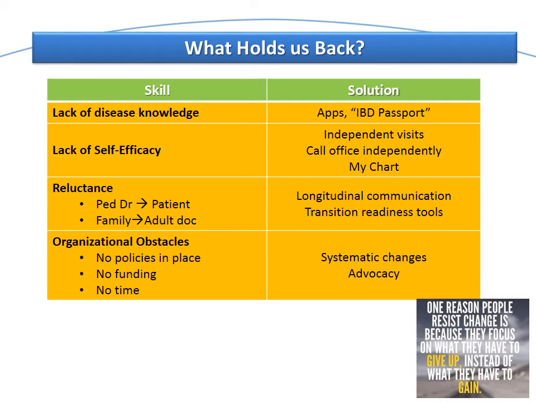Reluctance between all the parties is really combated mostly by ongoing communication over long periods of time and making the process slow but steady. And also reviewing transition readiness tools as appropriate. And then, for organizational obstacles, it's really challenging. This is going to require systematic changes in advocacy, both at the regional, state, and national level. It's going to often require additional funding, which every institution has their own set of struggles around.